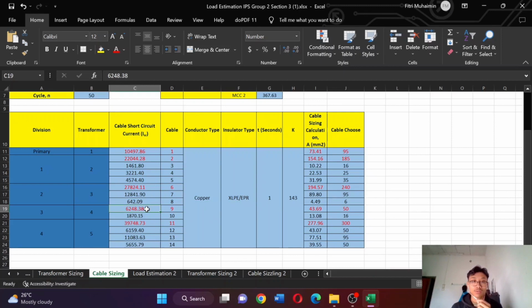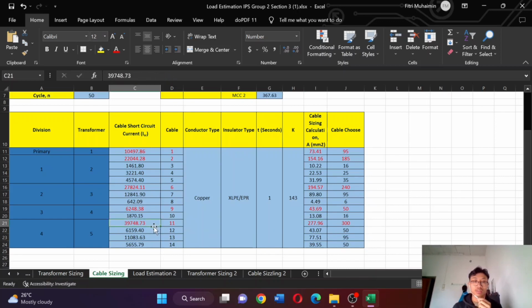For transformer 4, we get the ISC for the transformer is 6248.38. The A we get is 43.69, so we choose 50. Next, the ISC is 1870.15. The A we get is 13.08, so we choose 16.